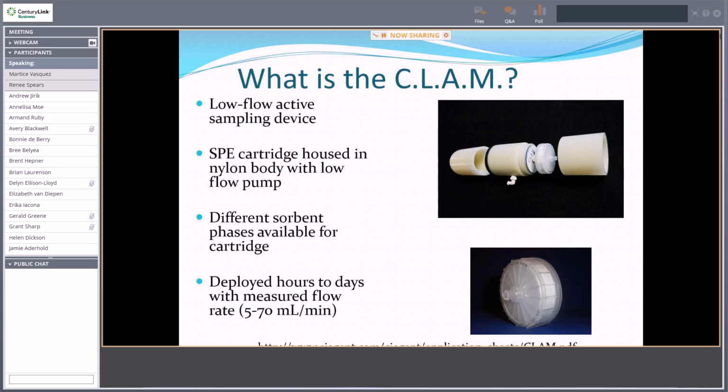This CLAM unit is intended to be deployed from hours to days at a measured flow rate. The idea is that you would measure the flow rate coming through that cartridge before, ideally during, and after the deployment period. If you have an average flow rate and you know the time that it's deployed, you can calculate the volume of water that went through there. The laboratory can tell you how much mass was stuck on that filter for particular analytes, and with the field data of knowing the volume that was pumped through, you can calculate a time-weighted average concentration based on that information.